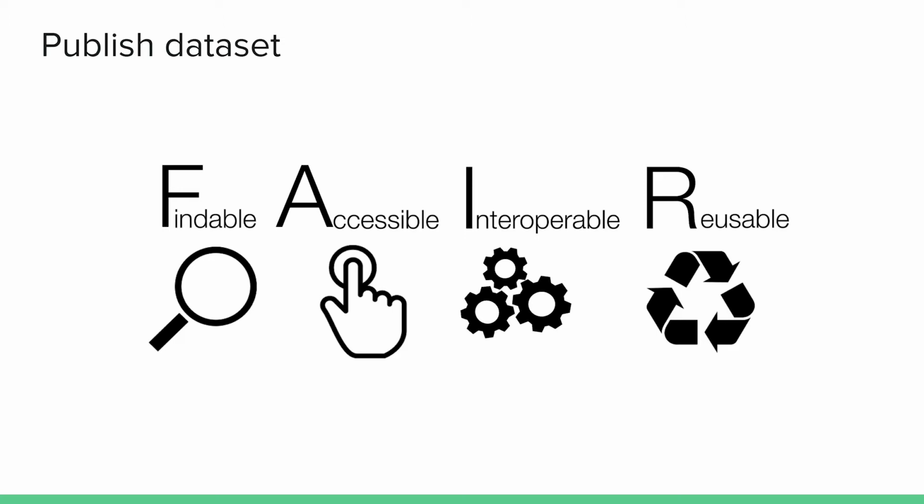It's abbreviated with the 4 letters F, A, I, and R, FAIR. What it means is that your dataset should be findable. In more detail, it means that you should have something like a globally unique and ideally persistent identifier, how people can find your dataset if they want to use it.